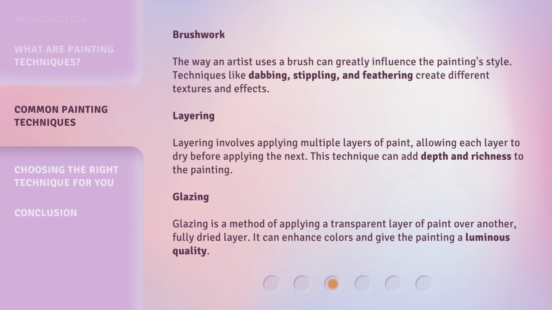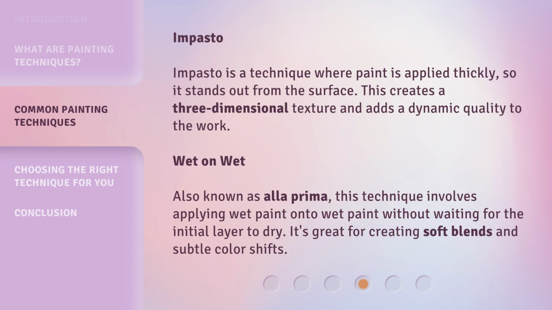Glazing. Glazing is a method of applying a transparent layer of paint over another, fully dried layer. It can enhance colors and give the painting a luminous quality. Impasto. Impasto is a technique where paint is applied thickly, so it stands out from the surface. This creates a three-dimensional texture and adds a dynamic quality to the work.